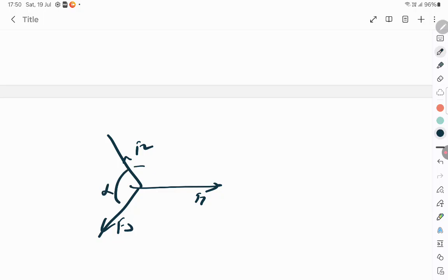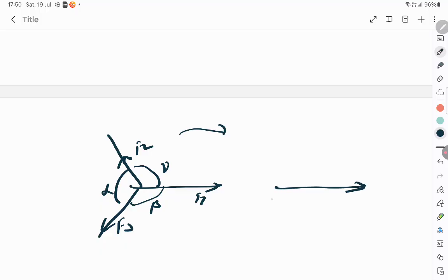F1 and F2 to be gamma, and F1 and F3 to be beta. So you consider this alpha, beta and gamma. I would say, okay, so they consider like this. And now let's convert this into a triangle.